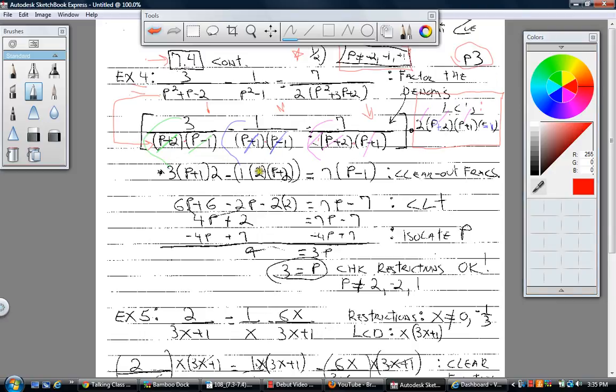So we now have multiplied by the LCD and cleared out the fractions, and I'm left with this result right here. Okay, now we got a little bit of work here, but as long as you've accurately listed who was left standing, you should be okay. I would look at this first term. 2 times 3 is 6. 6 times p is 6p. 6 times 1 is 6. That's where those came from.